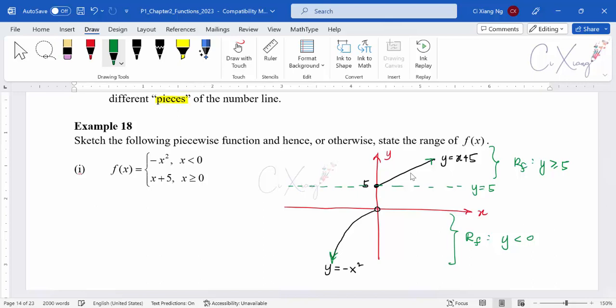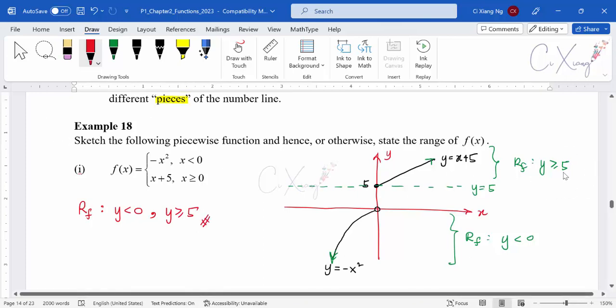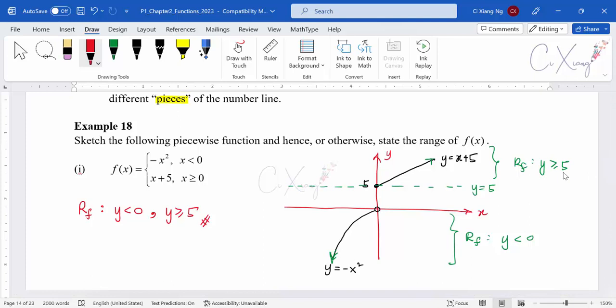When you combine these two together, your final answer for the range of the function will be y smaller than 0 or y greater equals to 5. For the 5 part here, you need to include the 5. You need to have the equal sign. So this is basically how we decide the range of a function, especially this piecewise function from a graph. Alright, so let's have a look at part number 2.